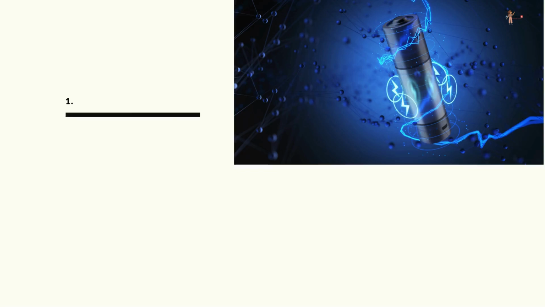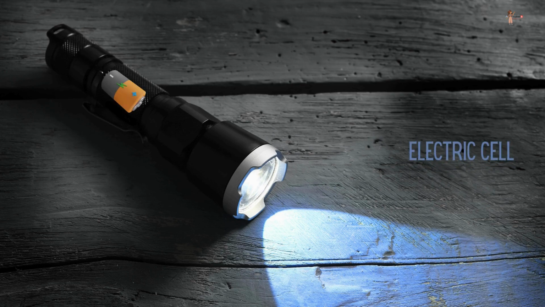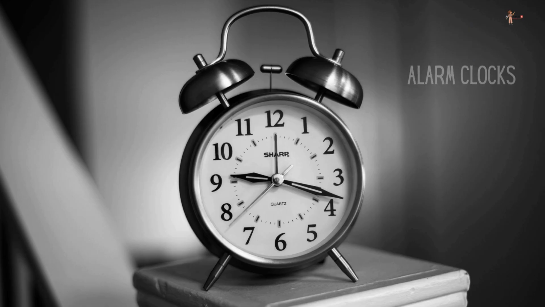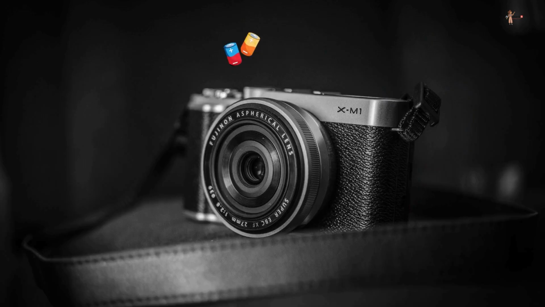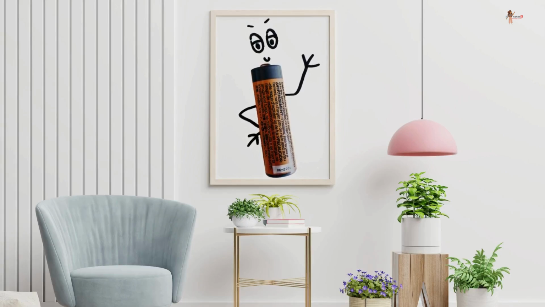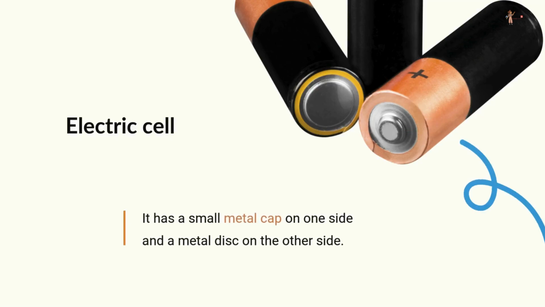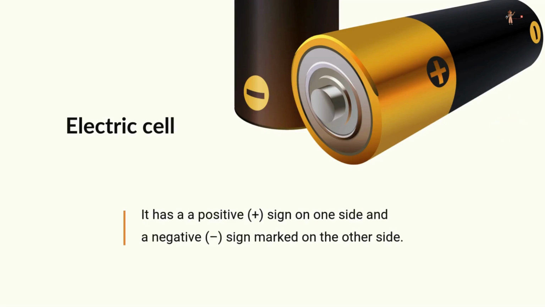Our first topic is electric cell. Electricity to the bulb in a torch is provided by the electric cell. Electric cells are also used in alarm clocks, wristwatches, transistor radios, cameras, and many other devices. Have you ever carefully looked at an electric cell? You might have noticed that it has a small metal cap on one side and a metal disc on the other side. Did you notice a positive sign and a negative sign marked on the other side?